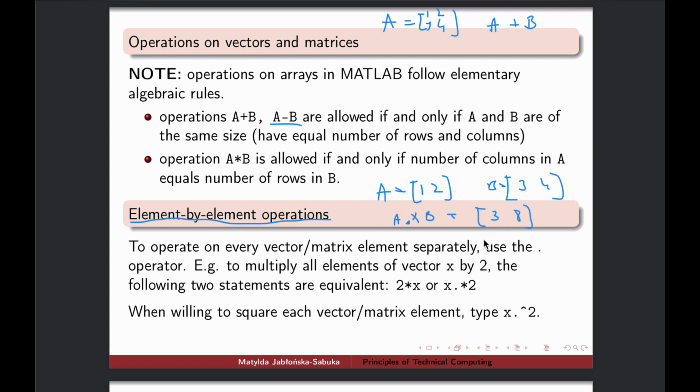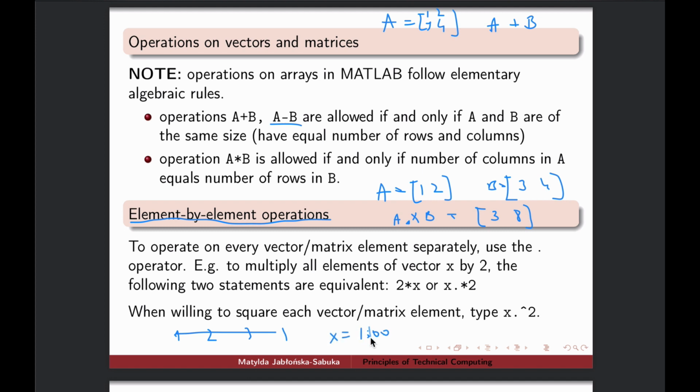So in that case, that operation is only allowed if these two matrices A and B are the same size. So the same as with addition and subtraction. Also, maybe you have a vector of elements 1, 2, 3, 4. Well, it can be any, let's say, elements from 1 to 100.